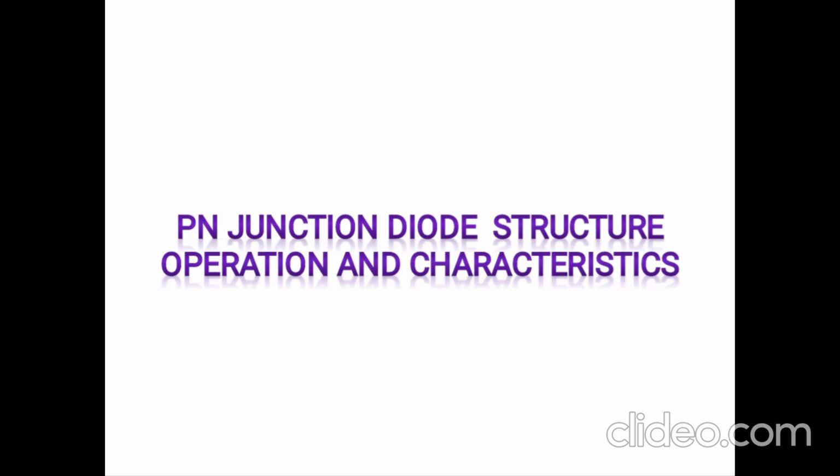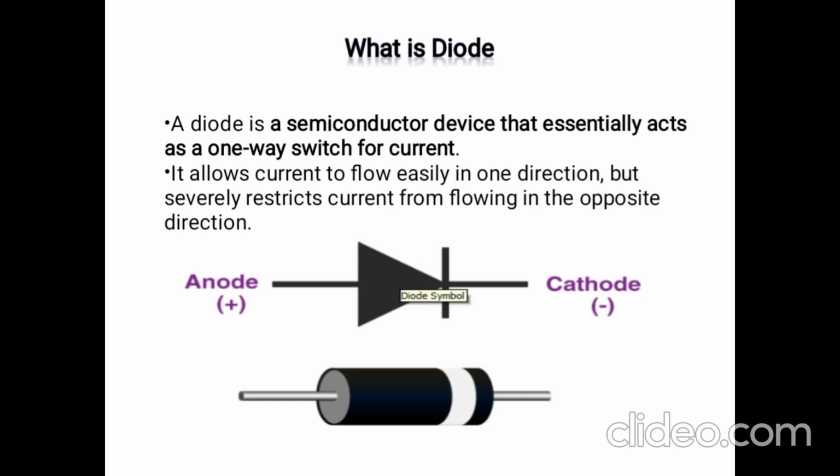Now we are going to discuss the PN junction diode: structure, operation and characteristics. Before that, we have to discuss what a diode is. A diode is a semiconductor device that essentially acts as a one-way switch.